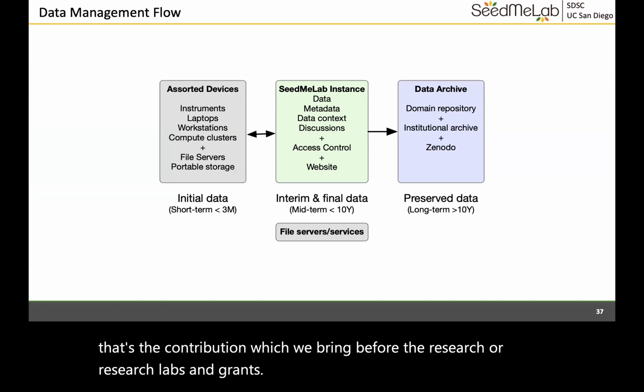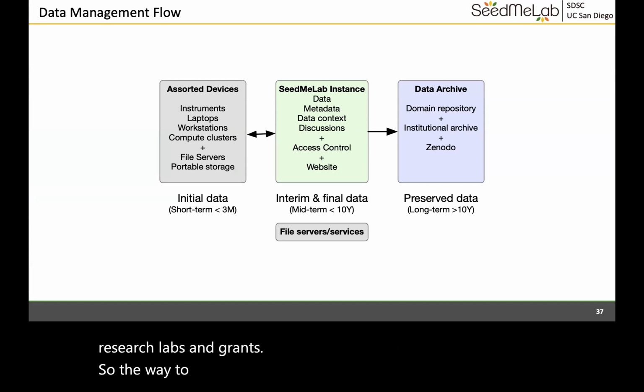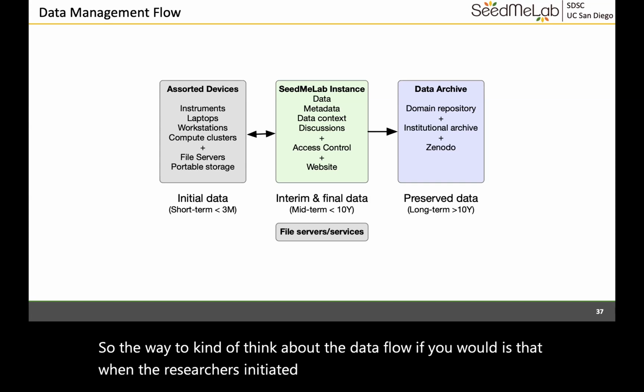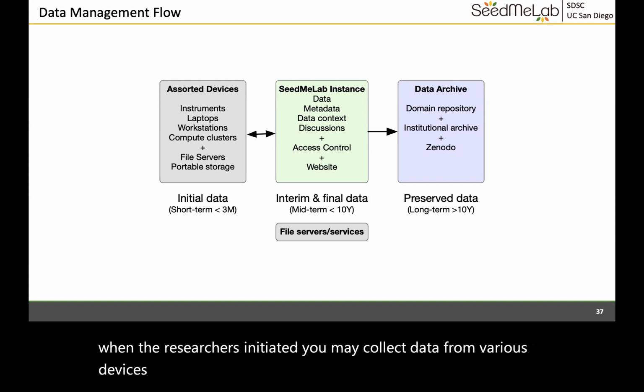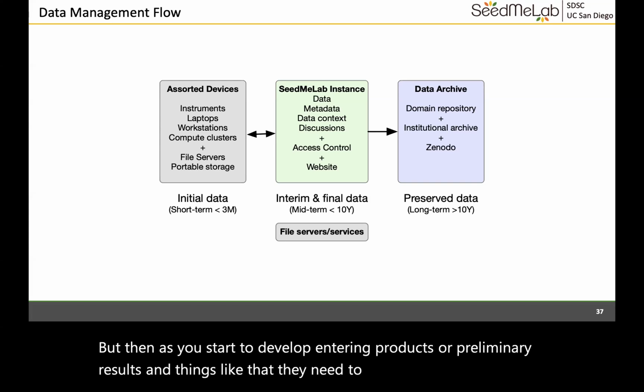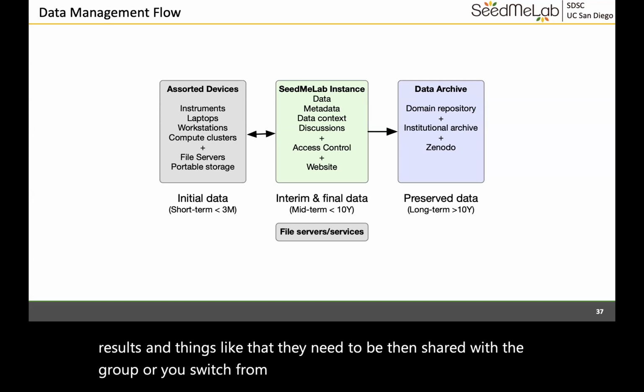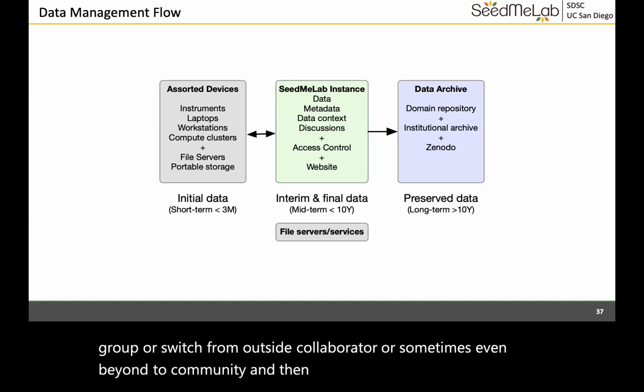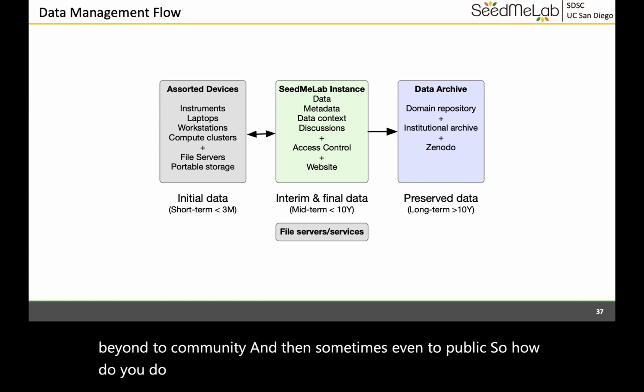So the way to think about the data flow is that when the research is initiated, you may collect data from various devices or instruments. The initial data is great where it is for some period of time. But then as you start to develop interim products or preliminary results, they need to be shared with the group, with some outside collaborator, or sometimes even beyond to the community, and sometimes even to the public. So how do you do that in a scalable way?